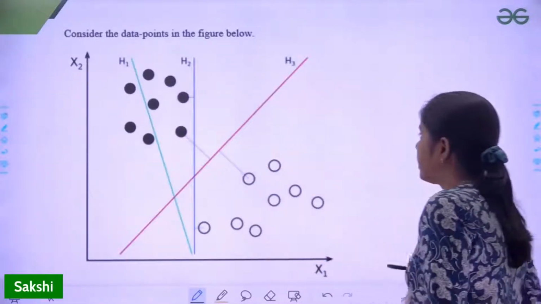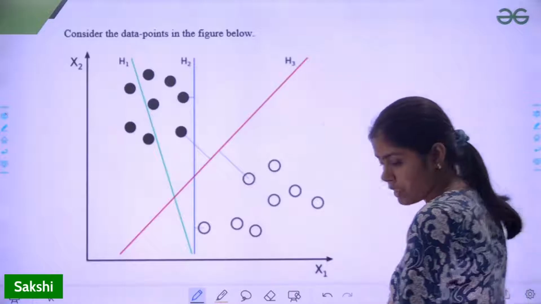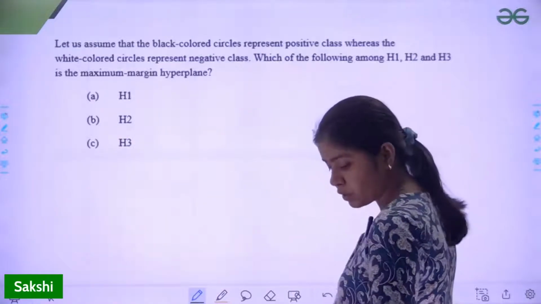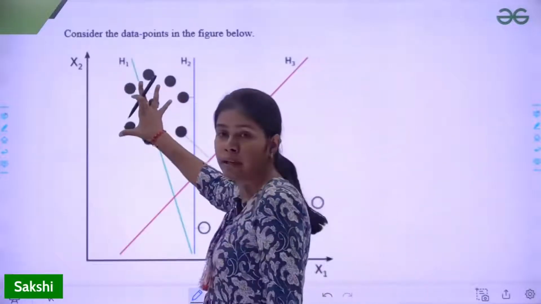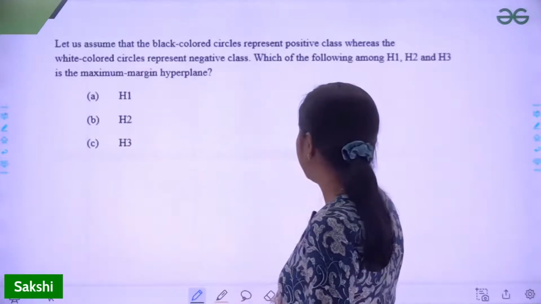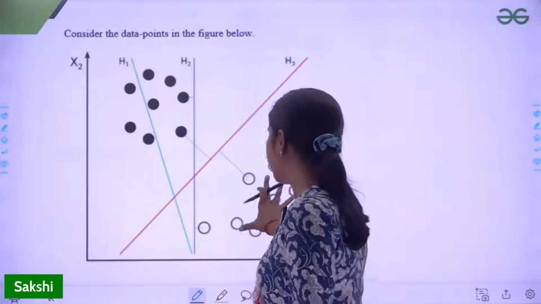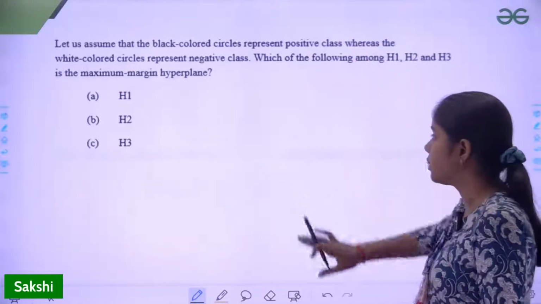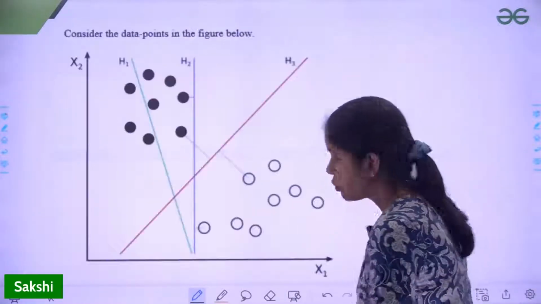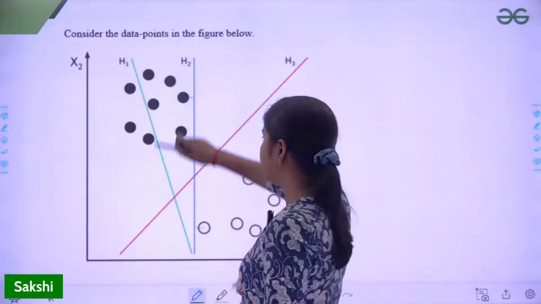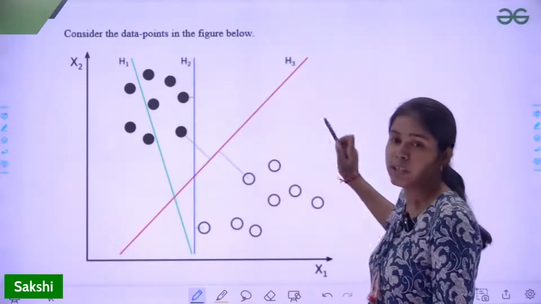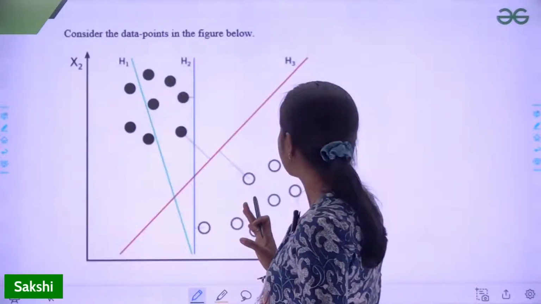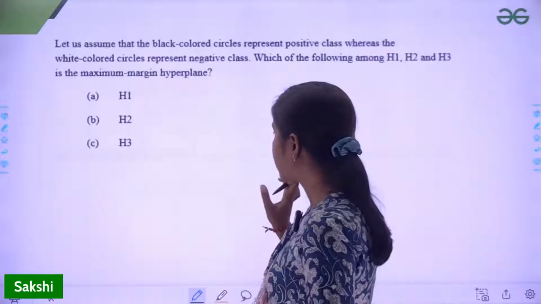Now just let me consider the data points in the figure below. You can see this is the figure given to me. Let us assume that the black colored circles represent the positive class and the white colored circles represent the negative class. Then which of the following among H1, H2, H3 is the maximum margin hyperplane? So tell me which out of H1, H2 and H3, that is green, blue and red, is the maximum margin hyperplane.